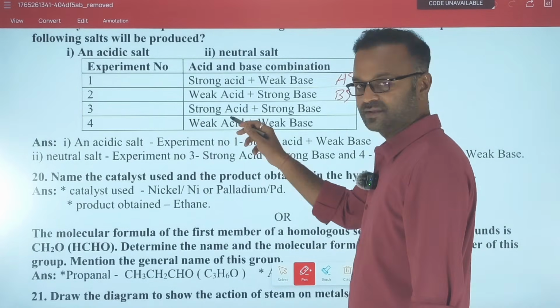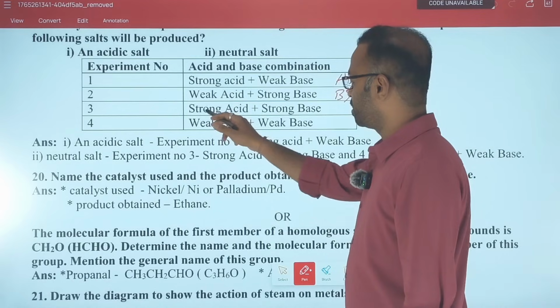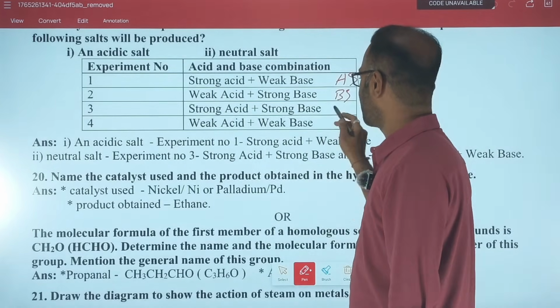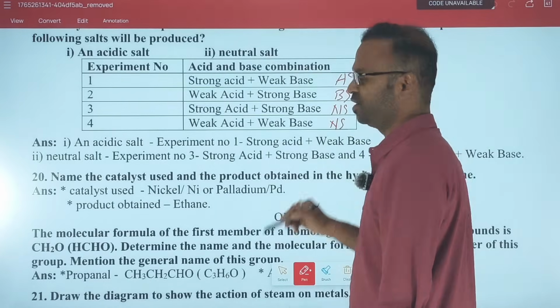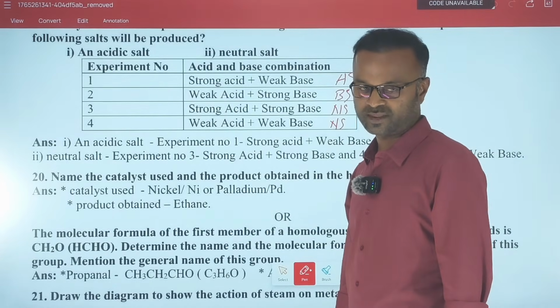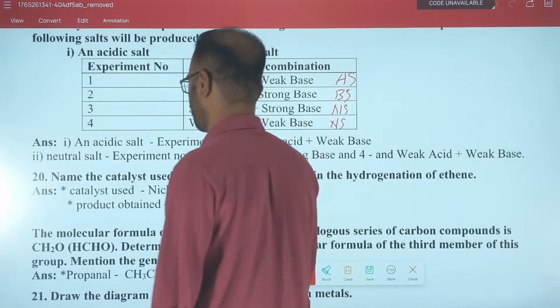Now here, third option, strong acid and strong base, neutral salt. Weak acid and weak base, again it will produce neutral salt only. Very simple concept. Okay. So next one, see here.